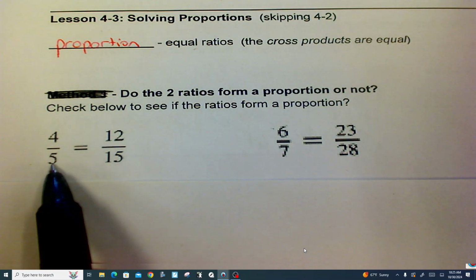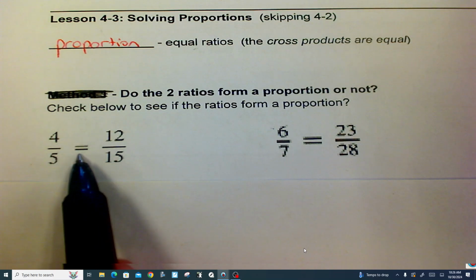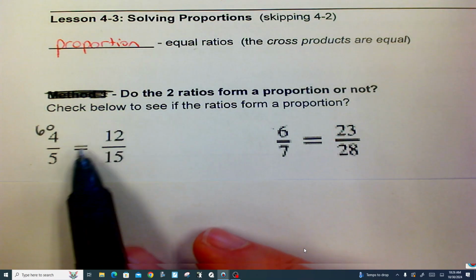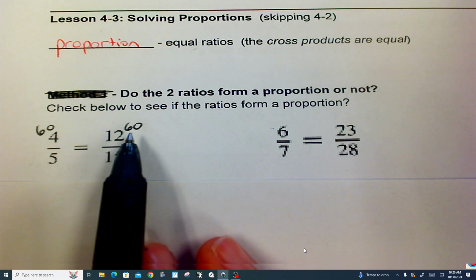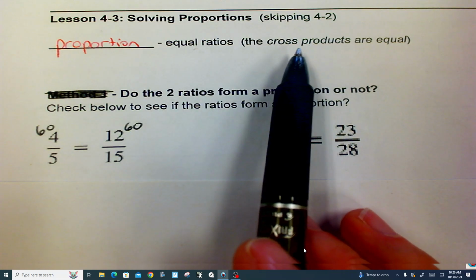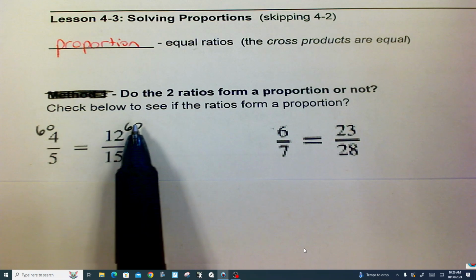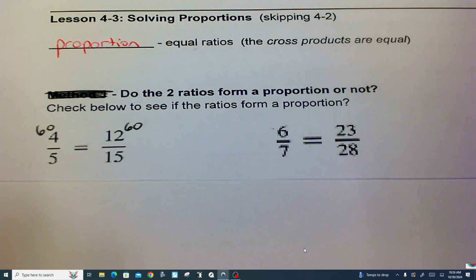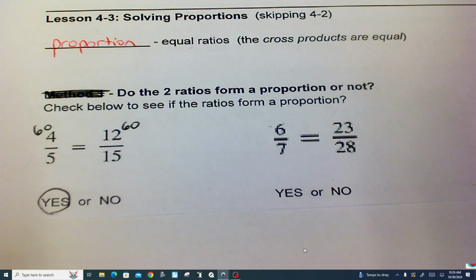Well, in order to determine if these two fractions are equal, how about we just do cross multiplication? What's 4 times 15? That's right, 60. So now what's 5 times 12? So because we got the same cross products, and again, that's what I'm talking about up here, the cross products are equal, right? That's what we're talking about. Because we got the same cross products, we can go, hey, 4/5 really is equal to 12/15. These two ratios are equal. So I would say, yes, it is a proportion.